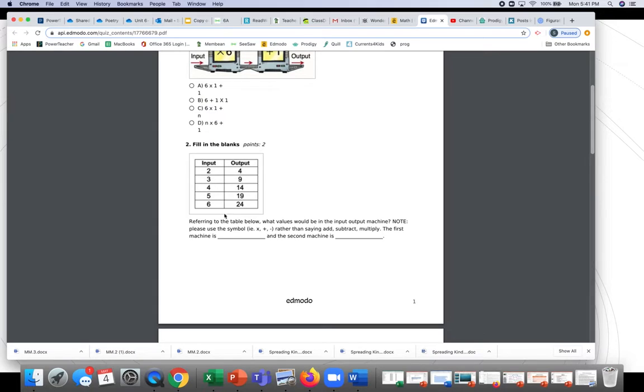So let's double check that. I think it's going to be times 5 minus 6. So 3 times 5 is 15, 15 minus 6 is 9. That makes sense. 4 times 5 is 20, 20 minus 6 is 14. Okay, so it should be times 5, subtract 6.